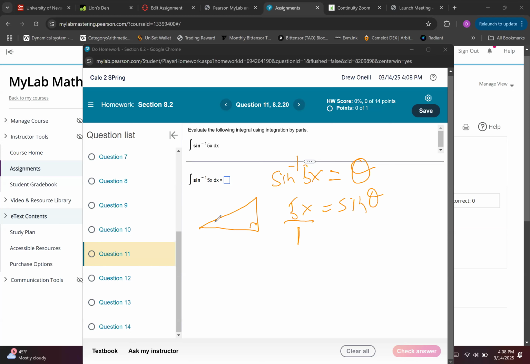So let's call this theta. Make sure you label the angle in there. And opposite of this angle theta is this side, and the hypotenuse is 1. And so I can solve for this. If you do the Pythagorean theorem, this squared plus this squared is that. So it's the square root of 1 minus this squared. So it's the square root of 1 minus 25x squared is this side. And then what?